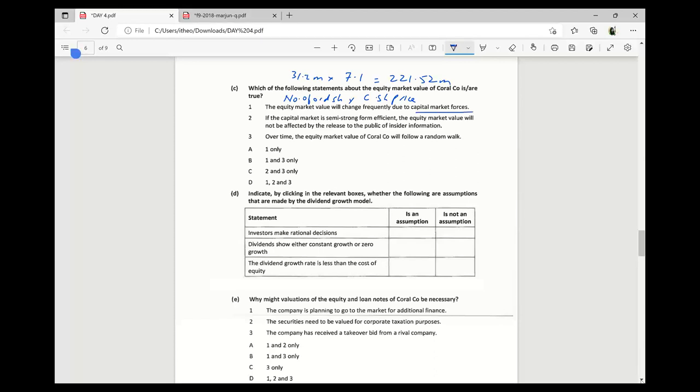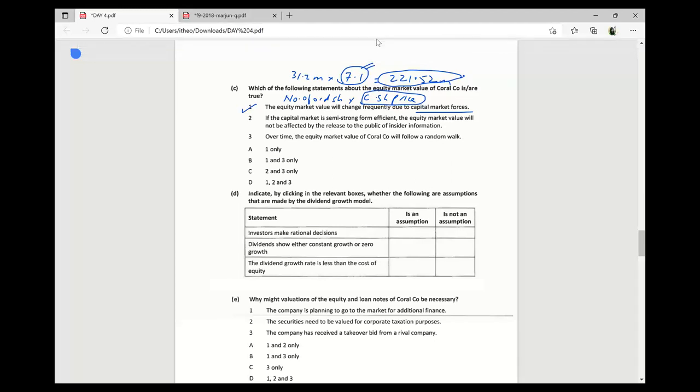Now, do you agree that due to capital market forces, the share price changes? Yes, due to capital market forces and market conditions, the share price changes. So obviously, when share price changes, the equity market value will also change. So this statement seems true, that equity market value changes due to market forces, because market forces change share price.